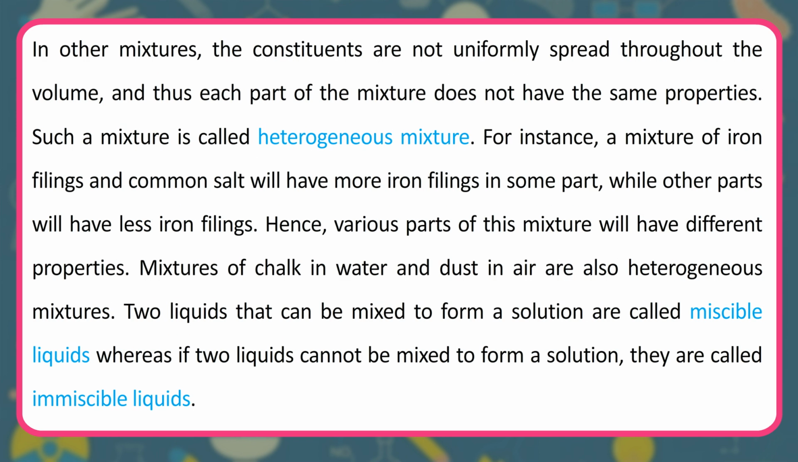In other mixtures, the constituents are not uniformly spread throughout the volume, and thus each part of the mixture does not have the same properties. Such a mixture is called heterogeneous mixture. For instance, a mixture of iron filings and common salt will have more iron filings in some part, while other parts will have less iron filings. Hence, various parts of this mixture will have different properties. Mixtures of chalk in water and dust in air are also heterogeneous mixtures. Two liquids that can be mixed to form a solution are called miscible liquids, whereas if two liquids cannot be mixed to form a solution, they are called immiscible liquids.